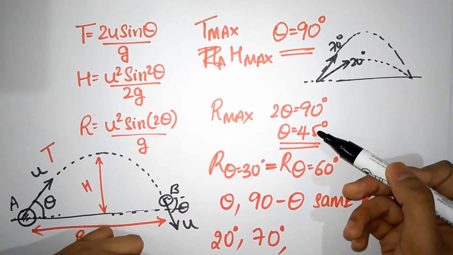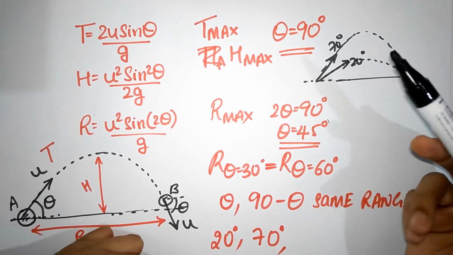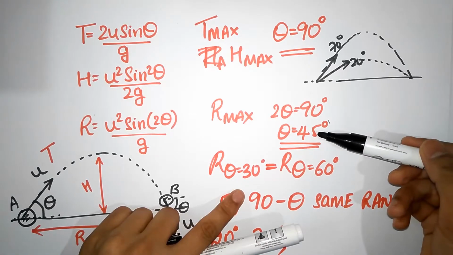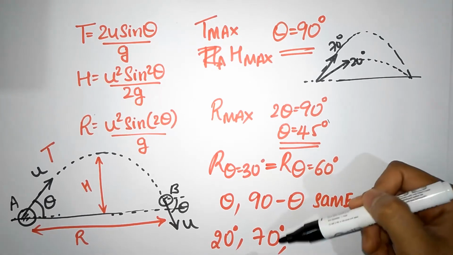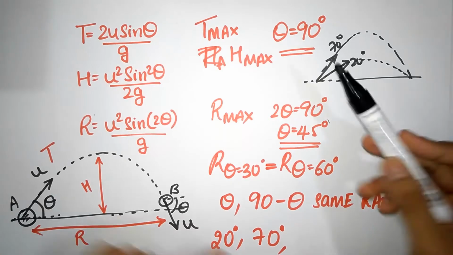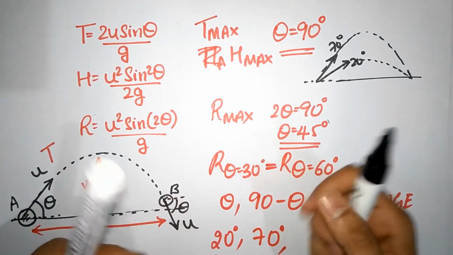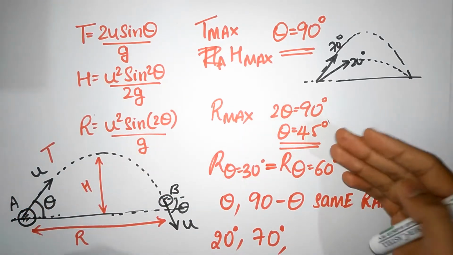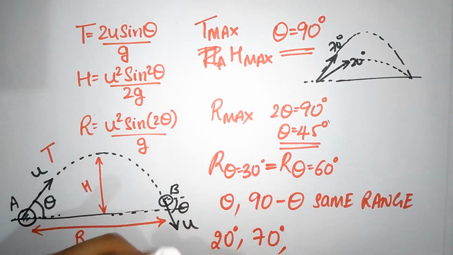But that's not the case over here. If your angle is closer to 45 degrees, that's when you get more range. See here, 30 is 15 less than 45, and 60 is 15 more than 45, so you end up getting the same range. Same over here: 20 is 25 less than 45 and 70 is 25 more than 45. Again, you get the same range. So in order to get the maximum range, you either have to get 45 degrees, but if you can't, then the closer your angle is to 45 degrees from either side, the bigger will be the range. I hope this part is clear to you.